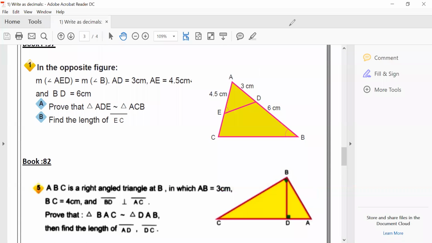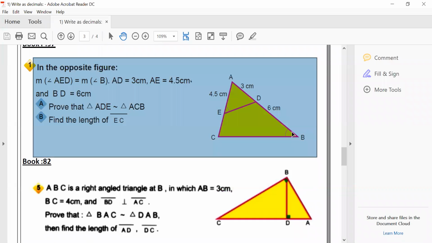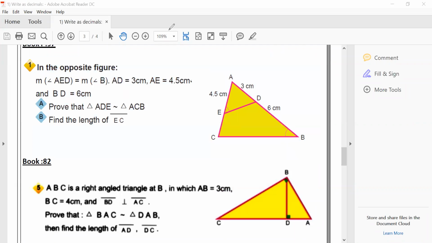In the opposite figure, measure angle AED equals measure angle B. AD equals 3 centimeters, AE 4.5, BD 6. I want to prove that the two triangles are similar. I will look if the 3 sides in the first one are in proportion to the 3 sides in the second one, then they are similar. But to prove by sides, you must have the 6 sides.